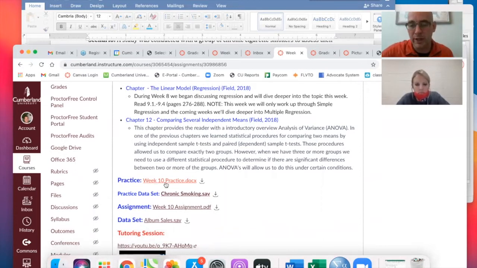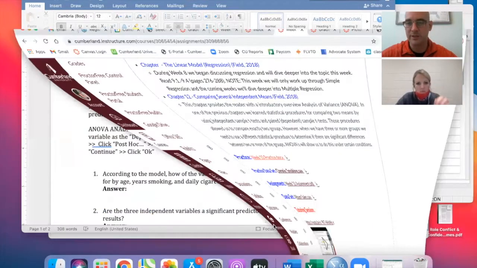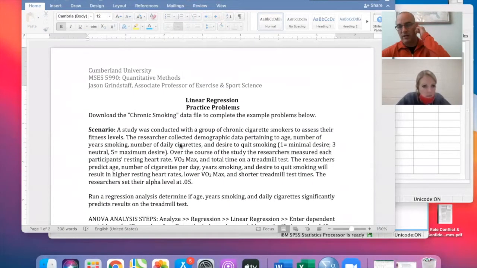So if you want, go ahead and go into week 10 and download this document. You're also going to need the chronic smoking data set for that practice problem. So if you're in SPSS, go ahead and download that. If you're not in it, let's move forward, and I'll share my screen and we'll walk through it.